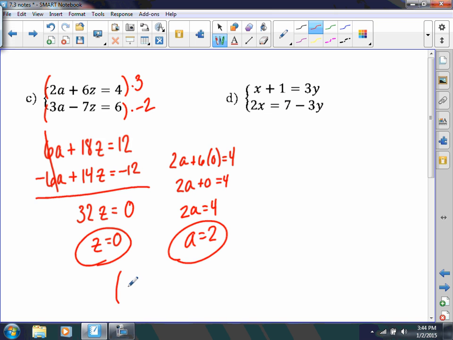There we go. So my solution, now alphabetically, remember I have to put my answer in alphabetical order. (2, 0) is going to be my solution.